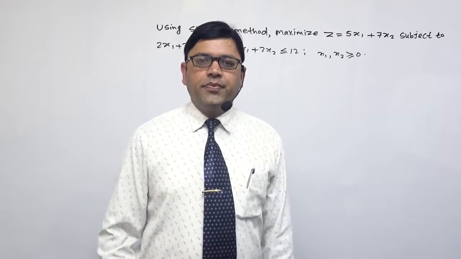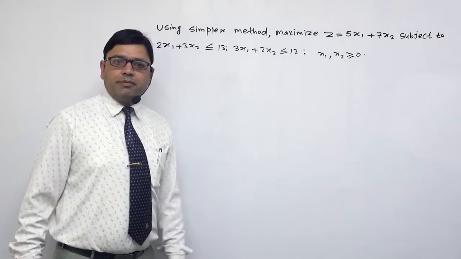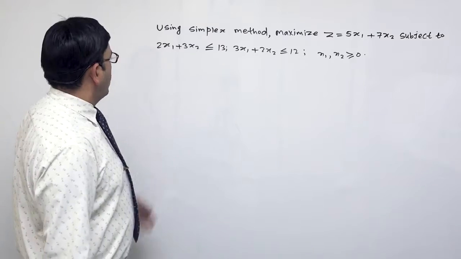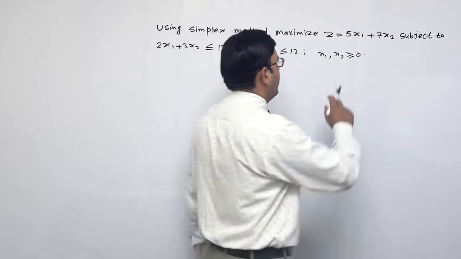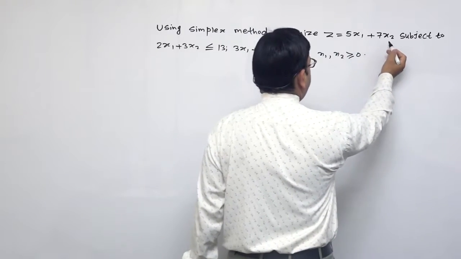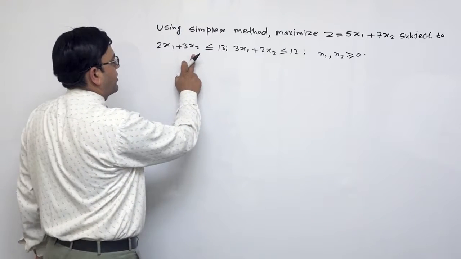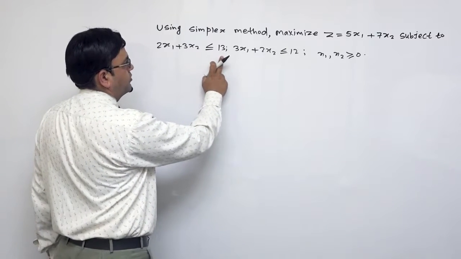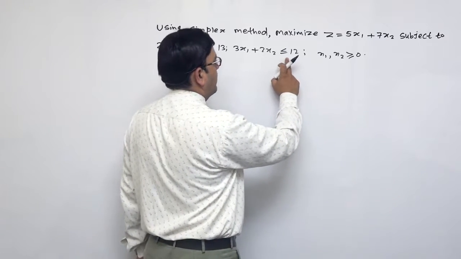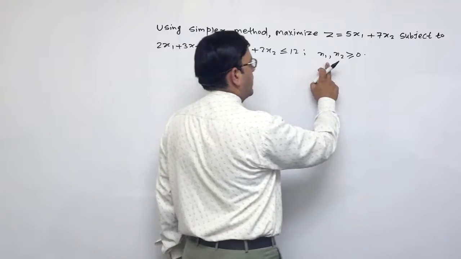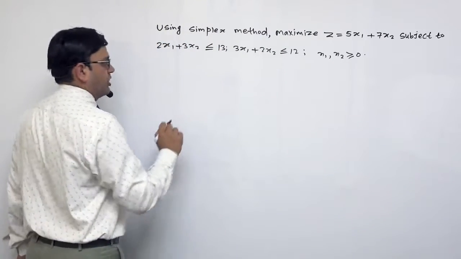Dear students, now we are going to start another linear programming problem. Our question is, using simplex method, maximize z equals 5x1 plus 7x2 subject to 2x1 plus 3x2 less than or equal to 13, similarly 3x1 plus 2x2 less than or equal to 12, and x1, x2 greater than or equal to 0. Now, how can we solve this question?